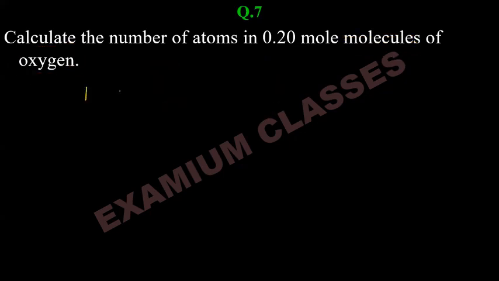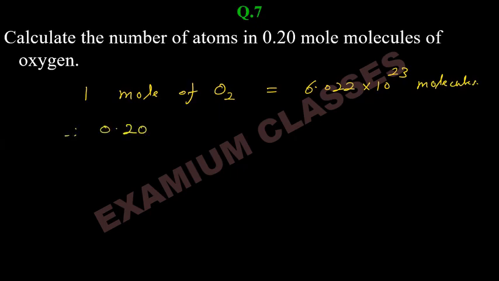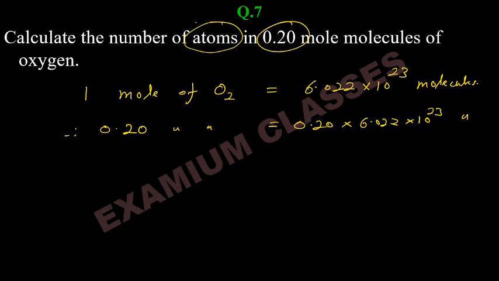So you will apply: 1 mole of oxygen will be equal to how many molecules? 6.022 into 10 power 23 molecules. Hence, 0.20 moles of O2 will be 0.20 into 6.022 into 10 power 23 molecules. But you have been asked atoms. So always write, and in all these numericals in chemistry, it is important that you write what is given and what you need to calculate. Okay? So you have to calculate the number of atoms.